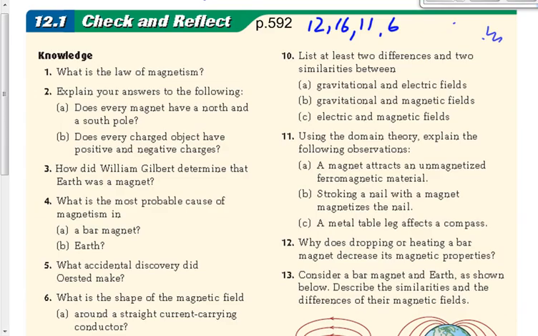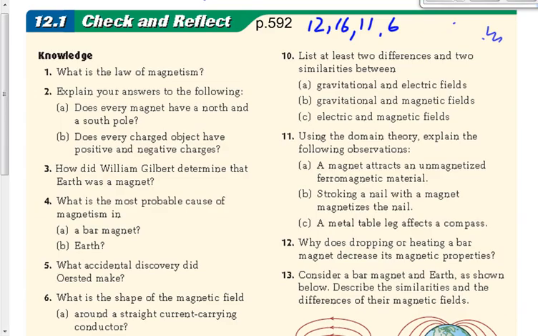What does it do, Max? Good. You're temporarily aligning the domains. It's induction. You're inducing a temporary alignment of the domains, just like when charged objects attract neutral objects, you are inducing a temporary separation of charge. Stroking a nail with a magnet magnetizes the nail. You're pretty much doing the same thing there, right? It's closer in proximity, so you're going to have a stronger effect, but what you're doing is having domains from the magnet inducing the domains in this nail to become aligned as well.